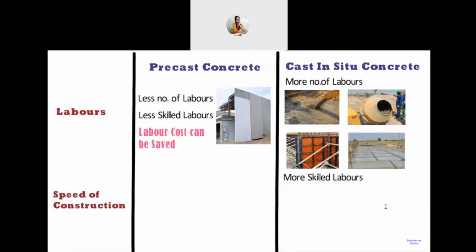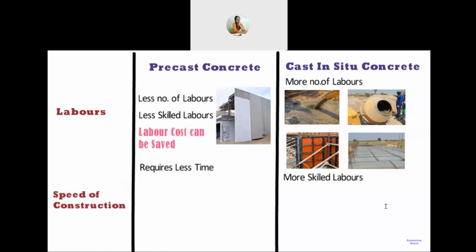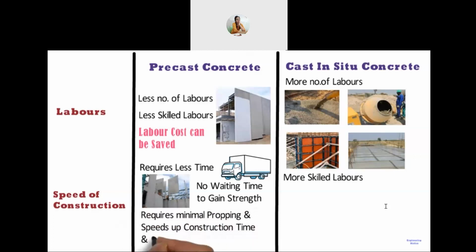Speed of construction. Precast concrete method requires less time for on-site construction as compared to cast in situ concrete method, because precast members are transported to site and can be directly lifted and placed on desired position, and there is no waiting for it to gain strength. It requires minimal propping and bracing, hence it speeds up the construction time and saves cost.